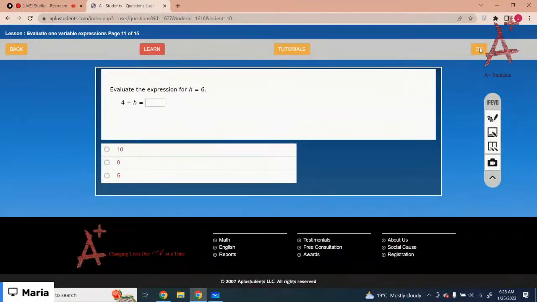Evaluate the expression for h equals 6. So 4 plus h equals 6 plus 4 equals, yes, very good. It would be 10. So the correct option is 10.